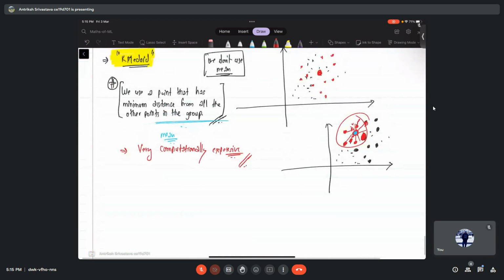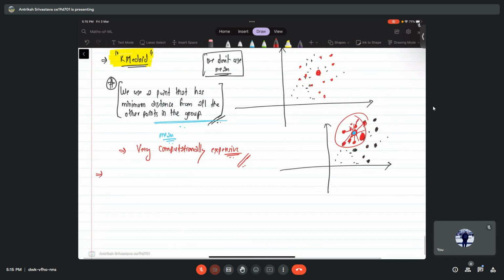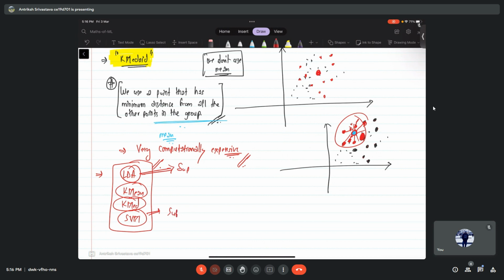Now what should we do? We have time, right? So we are going to do some programming exercises for this classification and clustering. We are going to use LDA, K-medoid, and SVM. Last time I don't think I showed an SVM example, so we'll do these things. LDA and SVM are supervised, so we'll use one same example for these, and these two are unsupervised, so we will use another example for those.